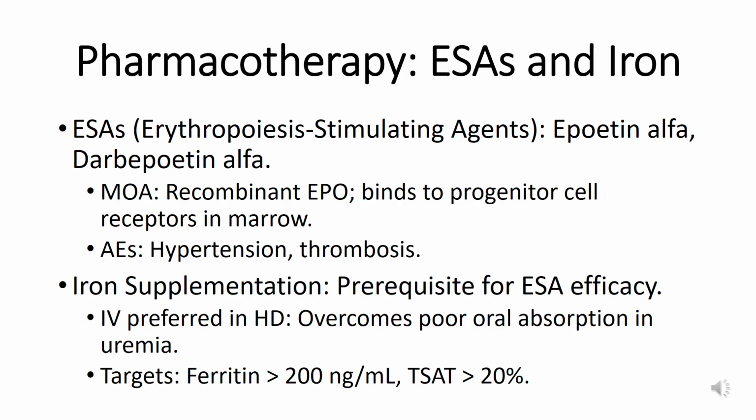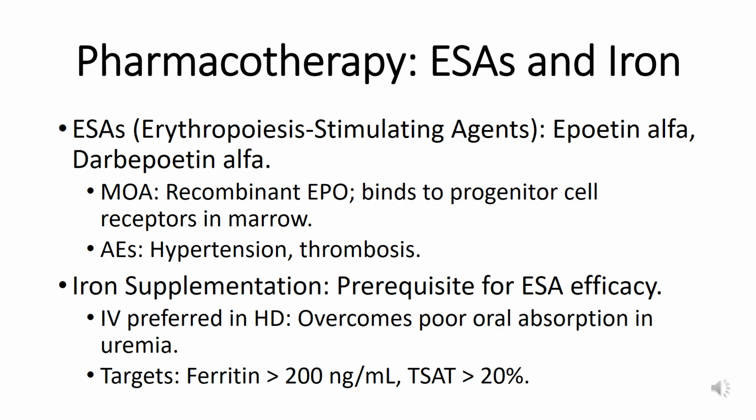Another important risk is thrombosis. Higher red cell mass increases blood thickness. This can predispose to clot formation. Careful dosing is therefore essential. We do not aim for normal hemoglobin levels. We aim for safe, moderate correction.